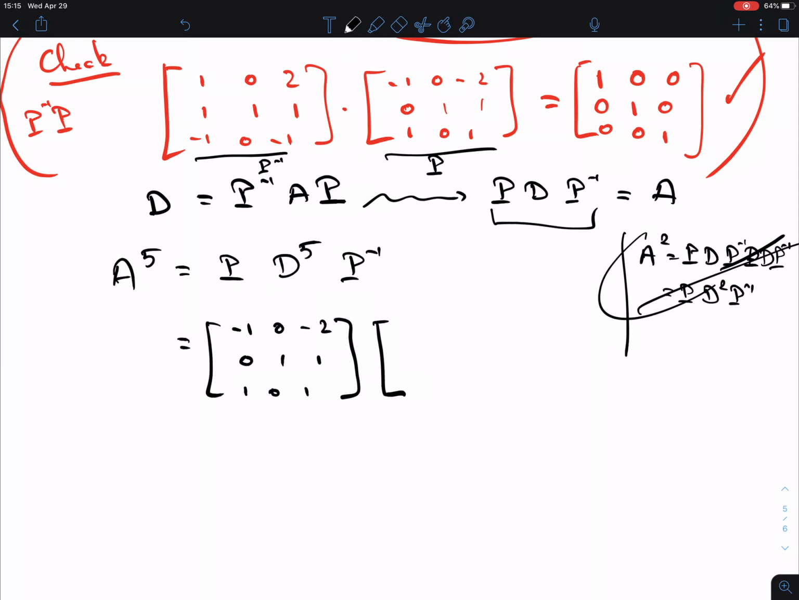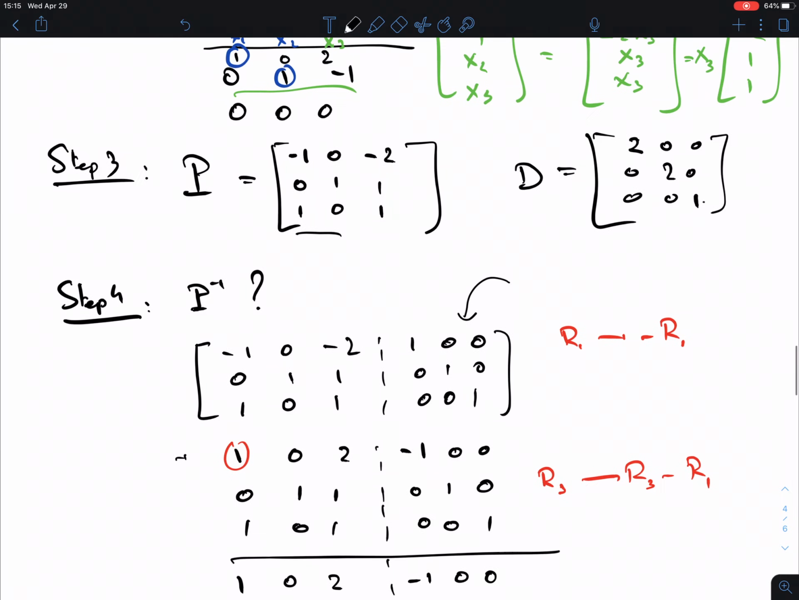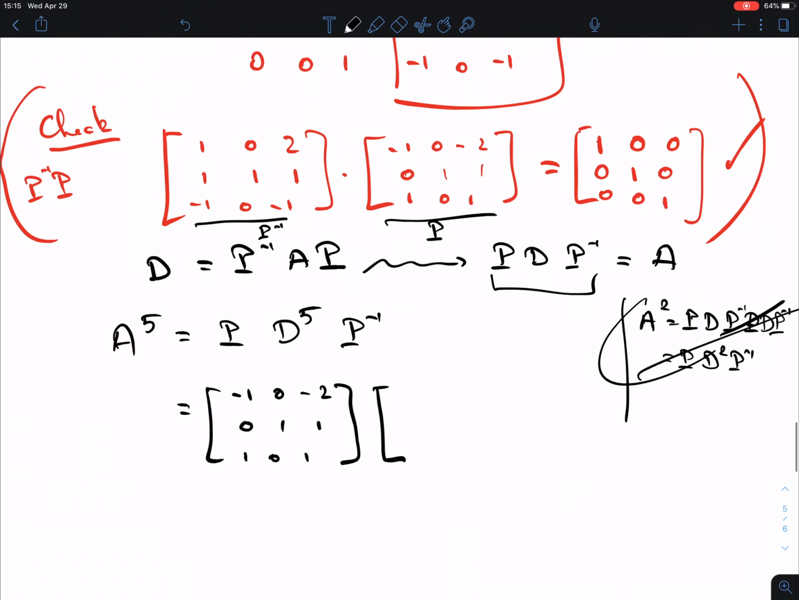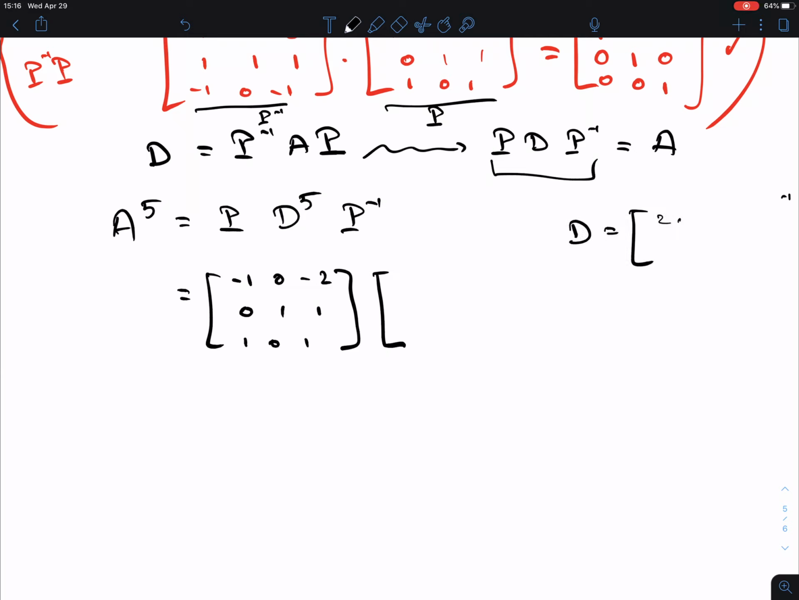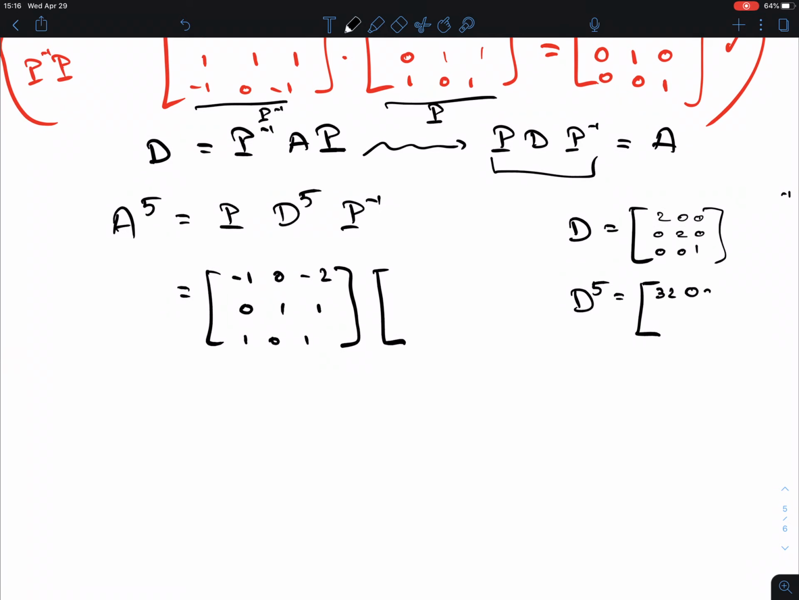Okay. Now what is D to the power 5? What was D? D was this guy. So let me write D here. I will do it on this side. We don't need this anymore. So D was 2, 0, 0, 0, 2, 0, 0, 0, 1. And then D to the 5th is just take the 5th power of the diagonal elements. 2 to the 5th is 32. And that is just 1. Okay. So this is 32, 0, 0, 0, 32, 0, 0, 0, 1.